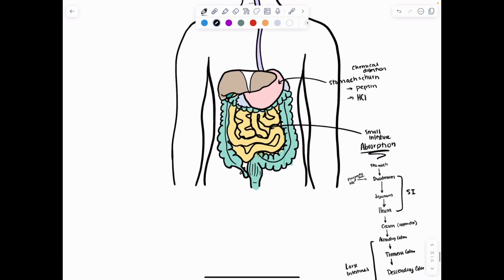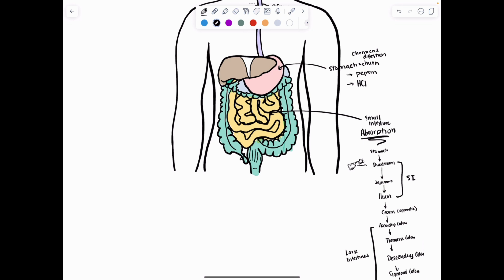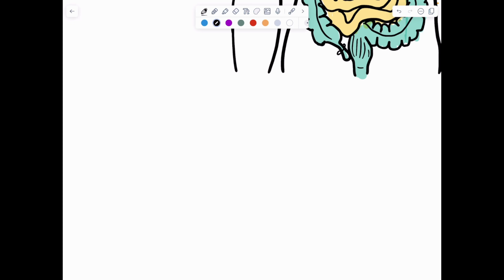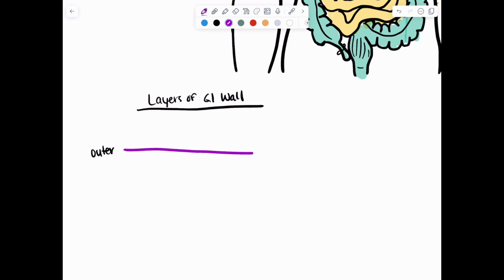Now, the esophagus, the stomach, the small intestines, and the large intestines have common structures of their organ walls. And so these are the common structures. Now, each one is a little bit different from each other. I'm not going to, in lab, talk about this, but just understanding the layers. So, starting from outer, the outermost layer is going to be known as my serosa.